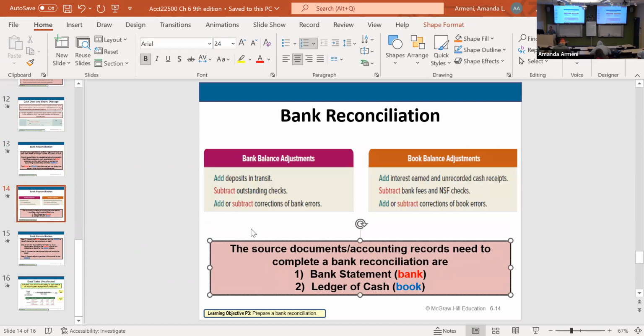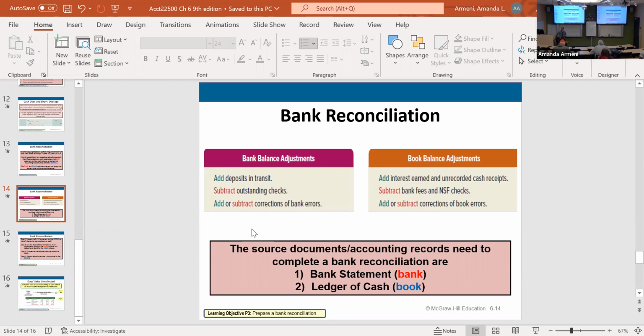The source documents that we are going to use in this bank reconciliation, as I mentioned, are the bank statement and the accounting records. In each of the examples that we go through, I'm going to give them to you. In this first example, we're going to walk through together how to do the bank reconciliation. And in the example that we start on Friday, you're going to do it on your own and you're going to get a grade on it.